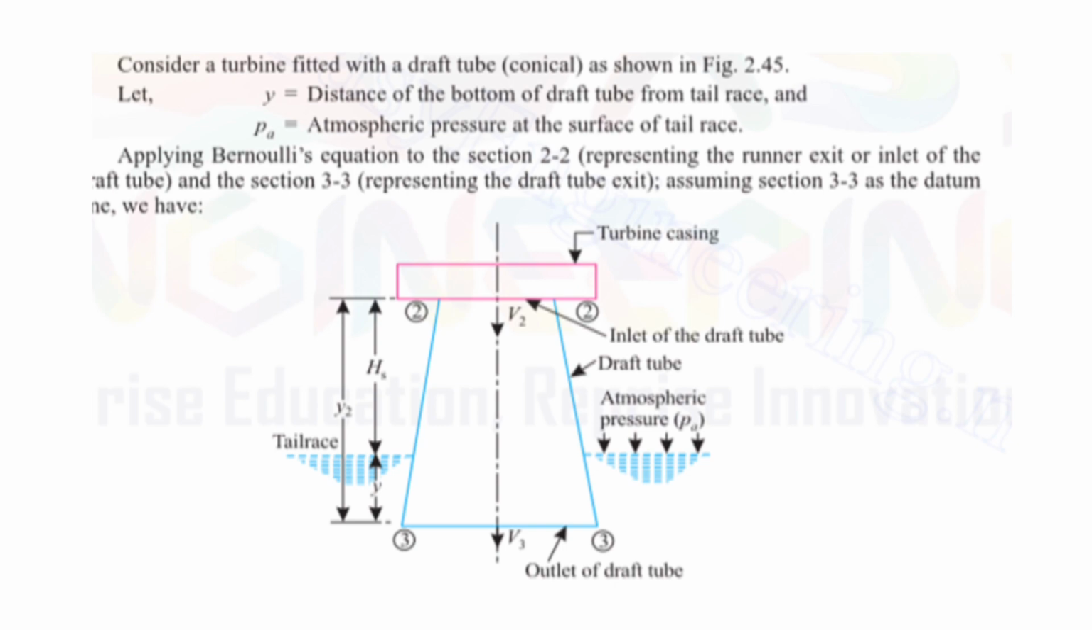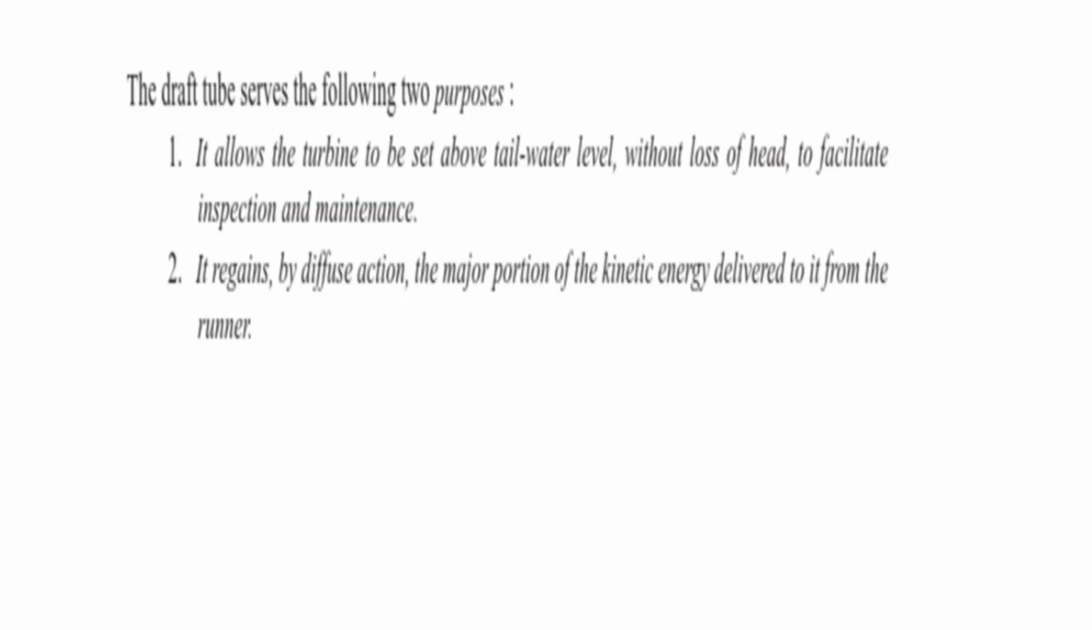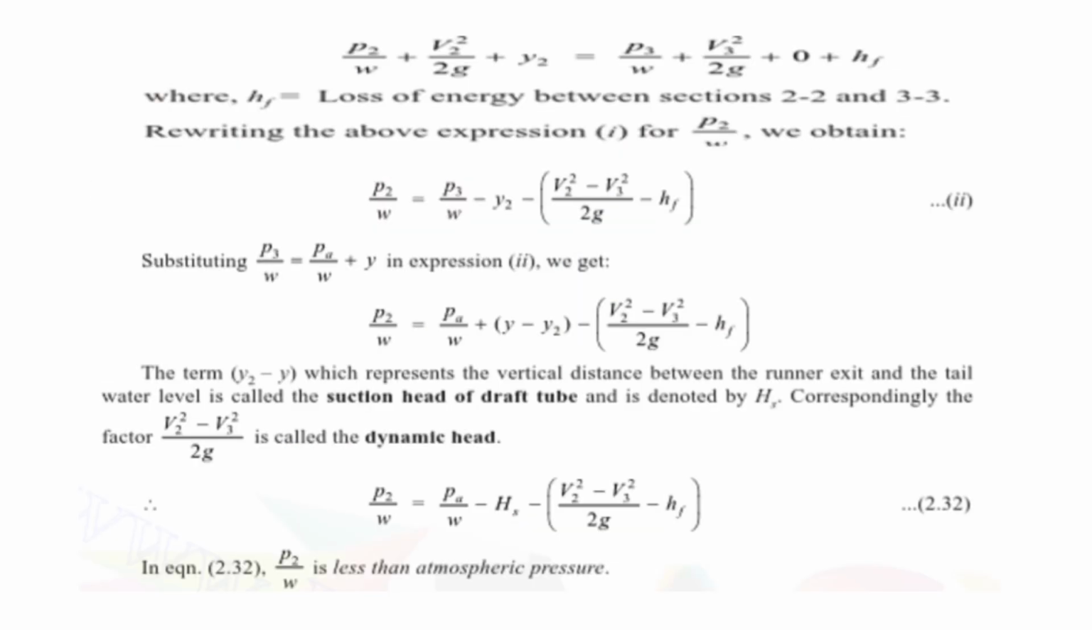Applying Bernoulli's equation between section 2 and section 3, assuming section 3 as the datum, we have P2 by W plus V2 square by 2G plus Y2 is equal to P3 by W plus V3 square by 2G plus 0 plus HF. HF is the loss of energy between section 2 and section 3. So, the above equation can be written as P2 by W equals P3 by W minus Y2 minus V2 square minus V3 square by 2G minus HF.